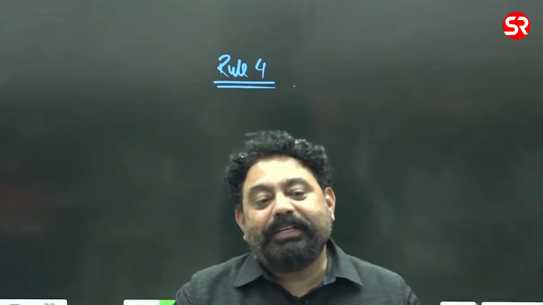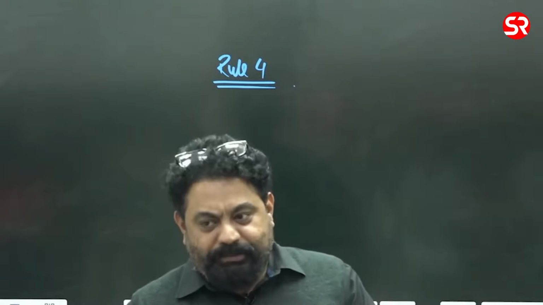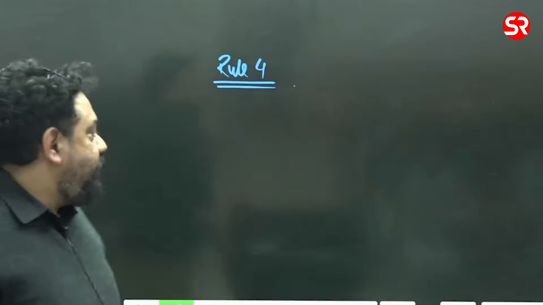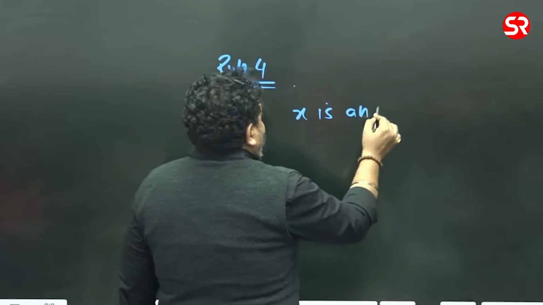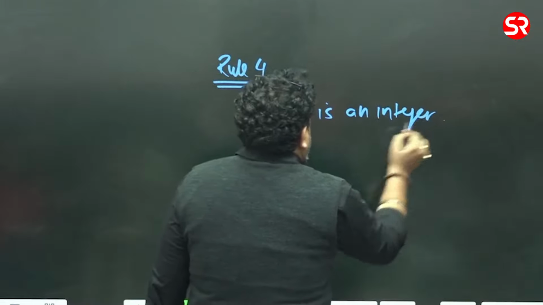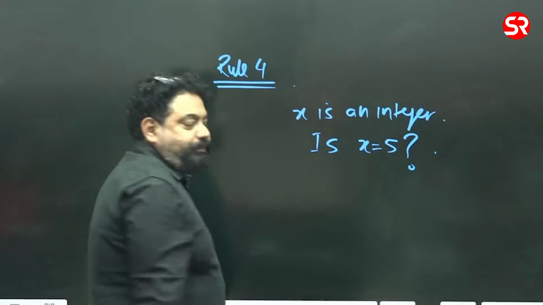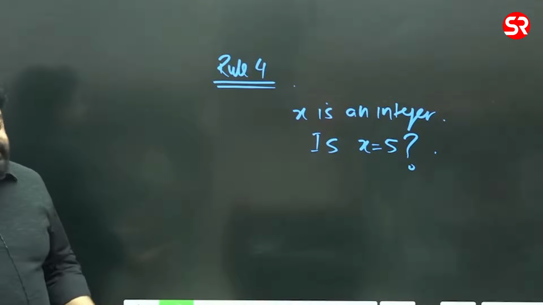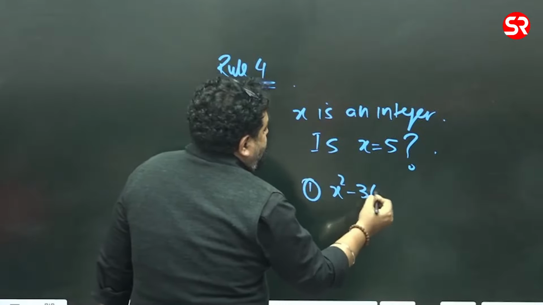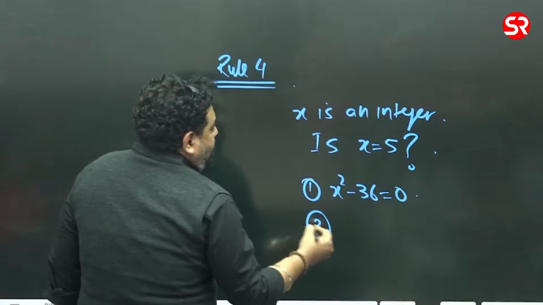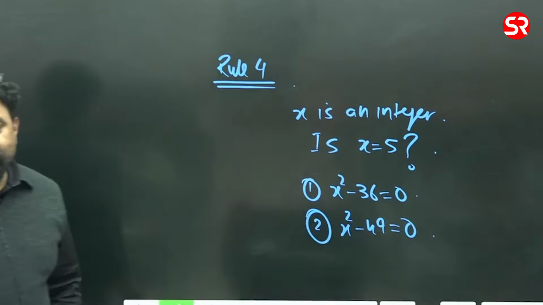So, what do you mean by this in the context of data sufficiency? I'm giving you a question. Tell me the answer to the question, okay? Then you would get it, right? I say, X is an integer. Is X equal to 5? X is an integer. Is X equal to 5? Statement number 1: X square minus 36 is equal to 0. Statement number 2: X square minus 49 is equal to 0. What's your answer?